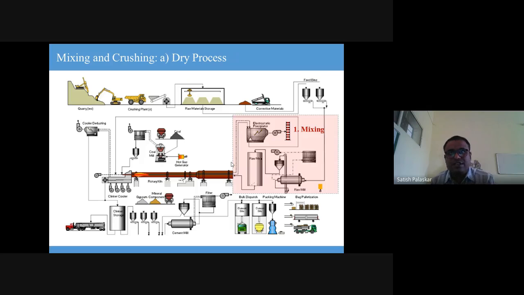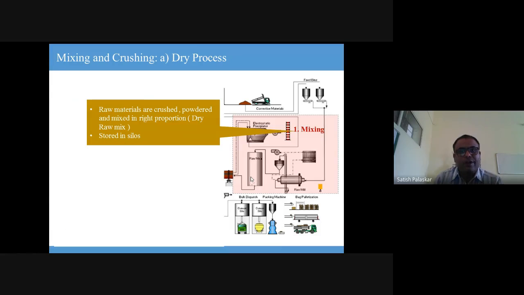The first process is mixing. You will see that the raw material is there, and it will be mixed over here. The raw meal is there and the raw mixer is there. Raw materials are crushed, powdered, and mixed in the right proportion. The dry raw mix is stored in silos. You will see that vertical structure, so there it will be stored after the crushing.